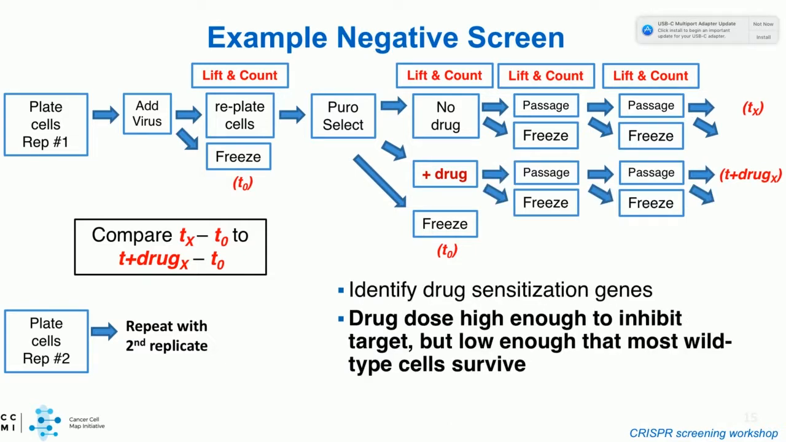Negative screen, it's essentially the same. The only difference is that we're going to now pick a much lower dose of the drug. Because of that, we'll probably passage the with drug cells just about as frequently as the no drug, and then we'll compare the sequencing results of these at the end.